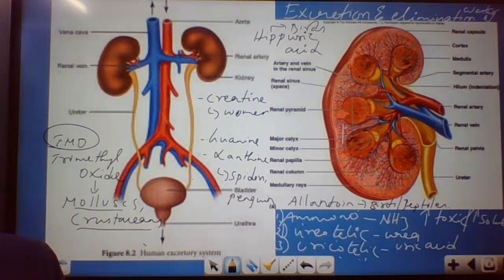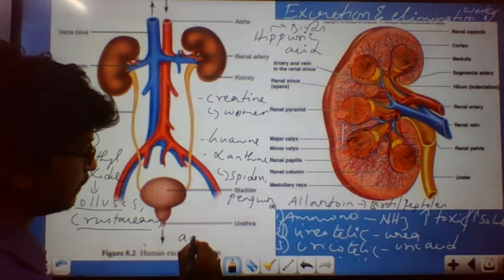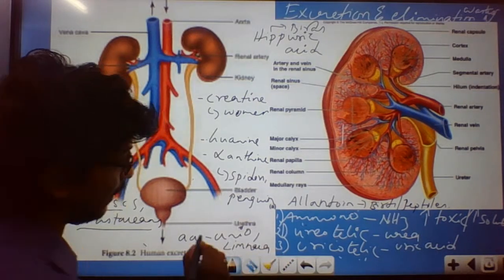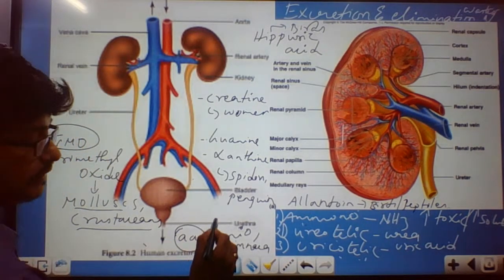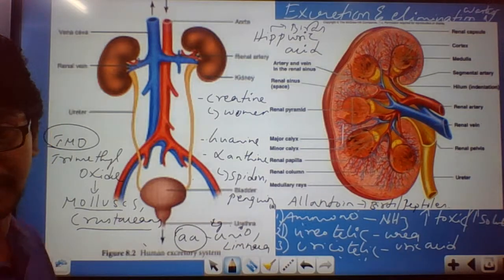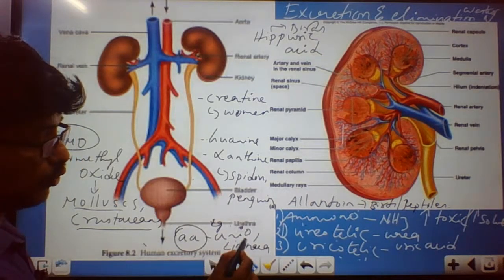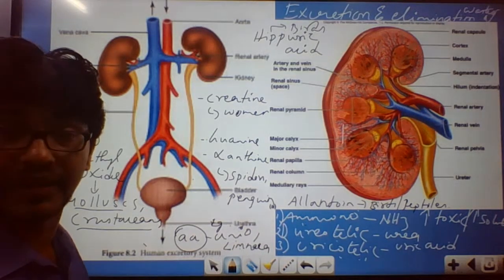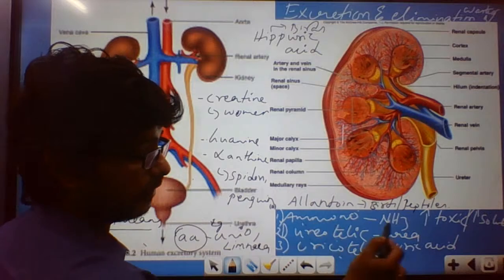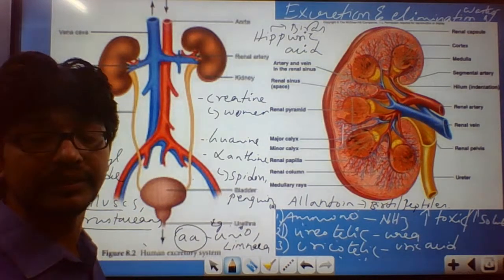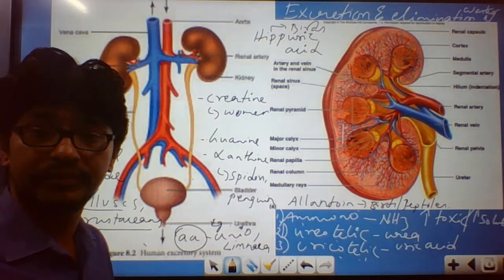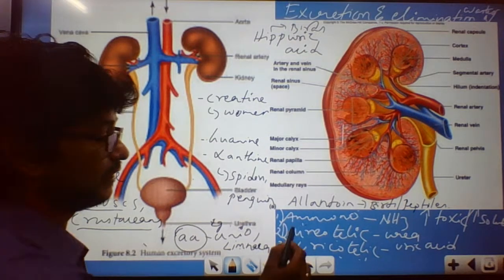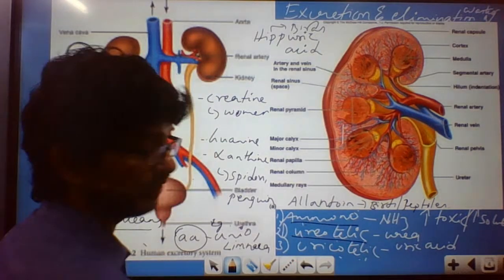Amino acid examples are Unio and Limnaea. This is aminotelic. Unio and Limnaea, check whether these options are there. If they are, it is aminotelic. For ammonotelic, usually go for fishes and aquatic organisms. In the case of frogs, frogs are amphibians, which can live both in water as well as on land. In that case, frogs come under the category of ammonotelic as well as ureotelic.